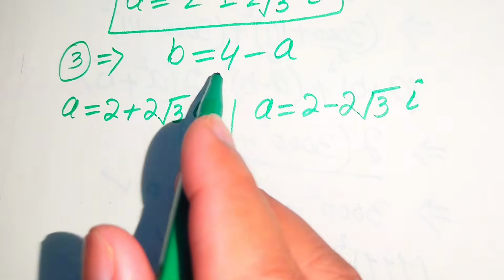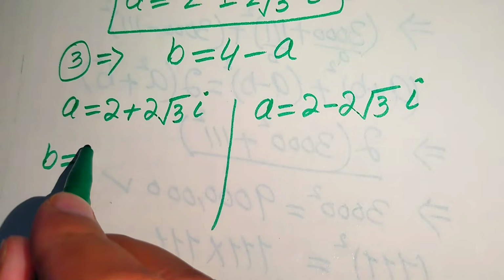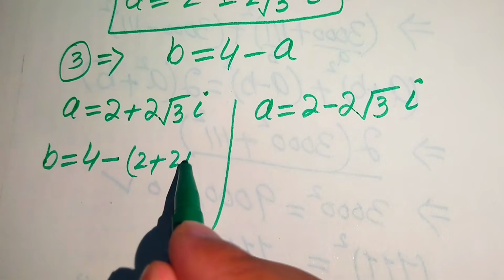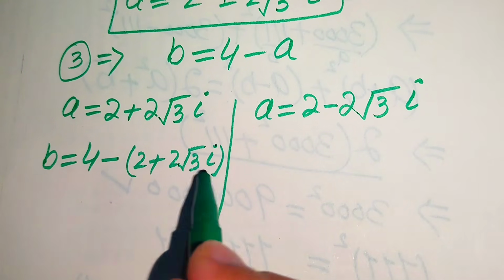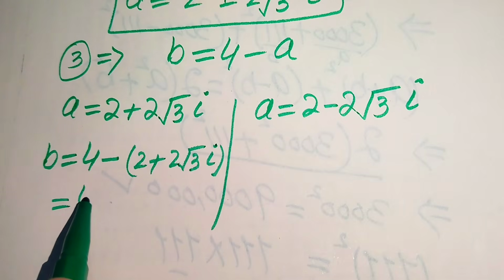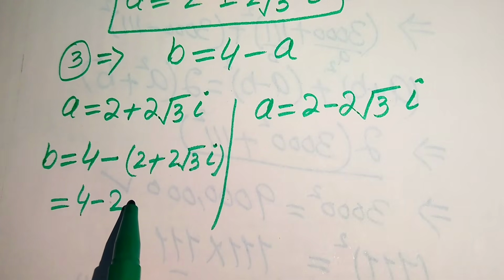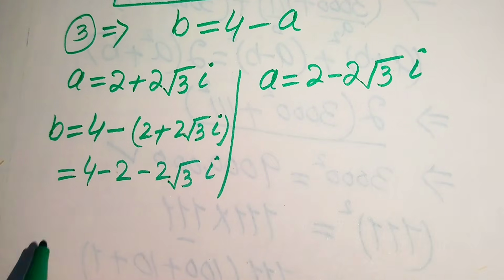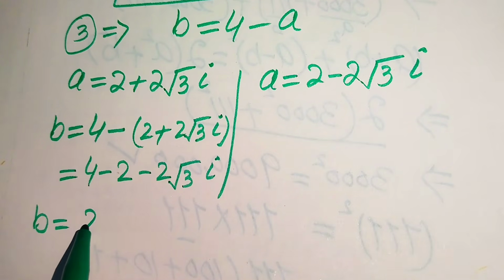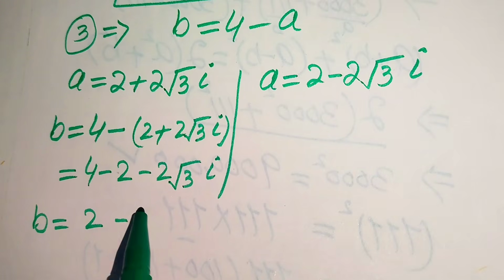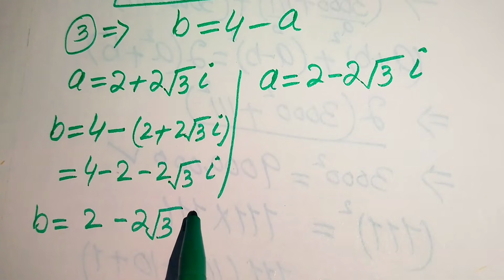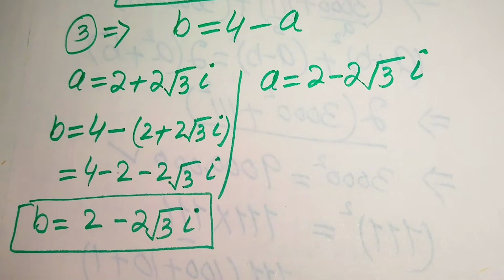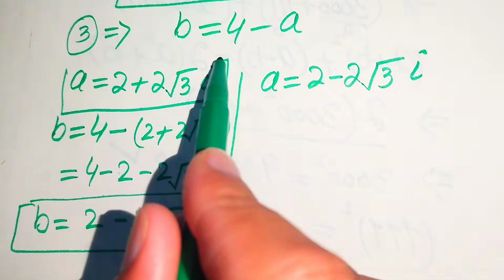So first we put this value of a here and it becomes b equals 4 minus a. The value of a is 2 plus 2 times square root of 3 into iota, and here we multiply this negative sign on both of these two values and it becomes minus 2 times square root of 3 into iota. So here we get the value of b equals 4 minus 2 becomes 2 minus 2 times square root of 3 into iota. This is the value of b corresponding to the value of a that is this one.